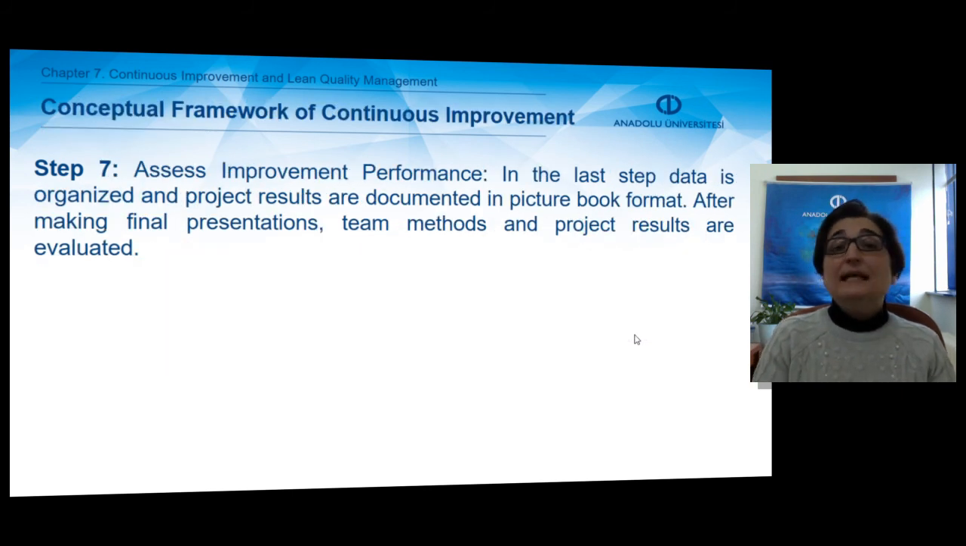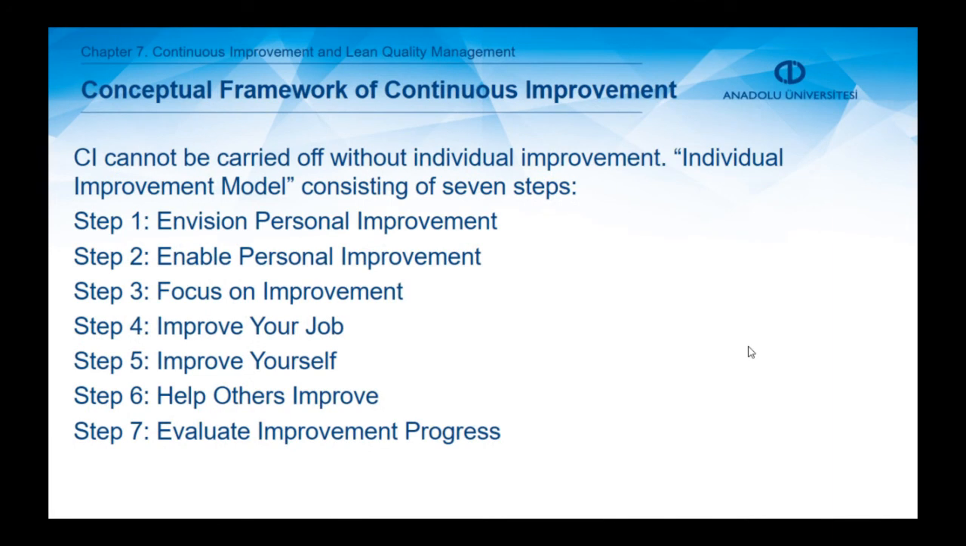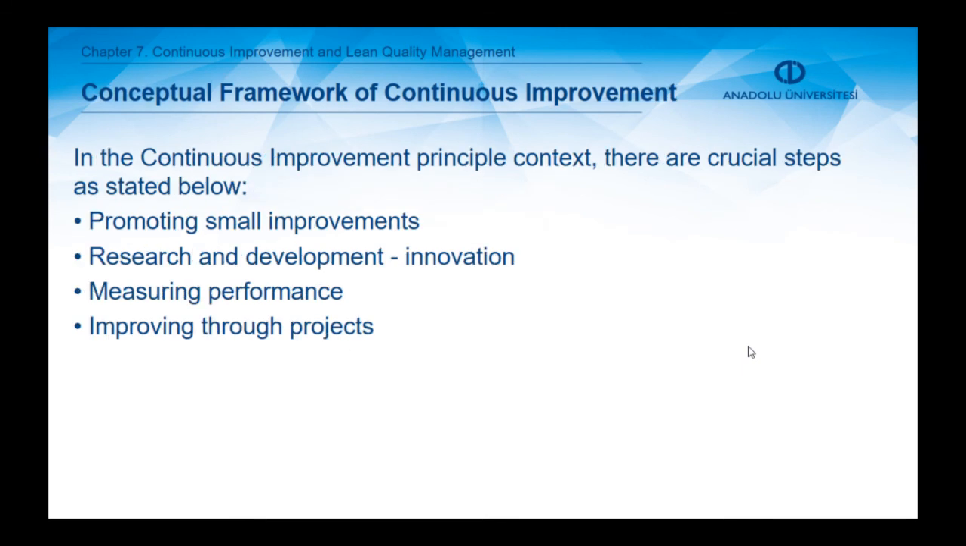The seventh one, assess improvement performance. In the last step, data is organized and project results are documented. The conceptual frame of continuous improvement cannot be carried out without individual improvement. So there are 7 steps of it: envision personal improvement, enable personal improvement, focus on improvement, improve your job, improve yourself, help others improve, evaluate the improvement process.